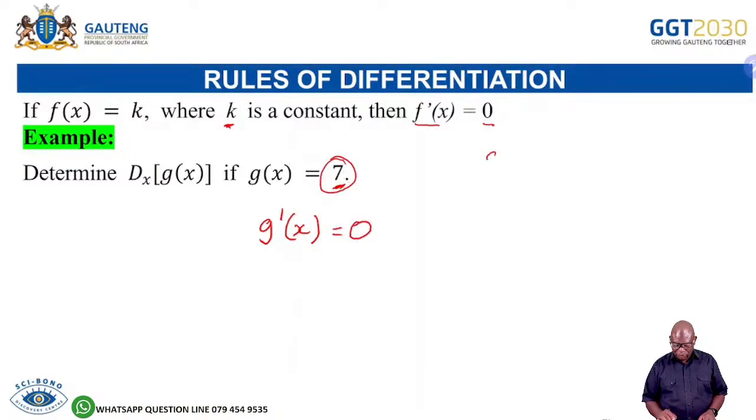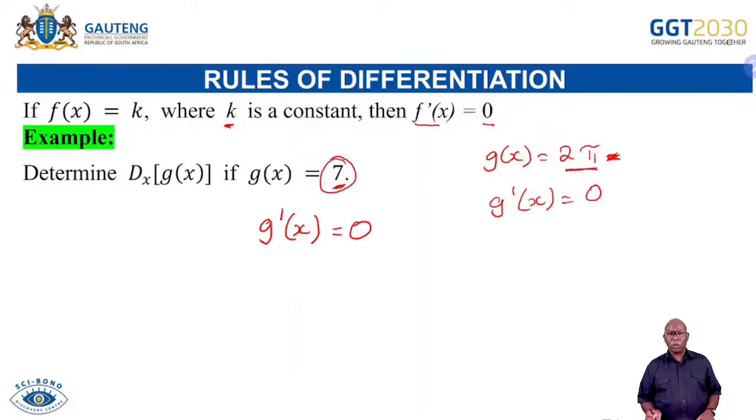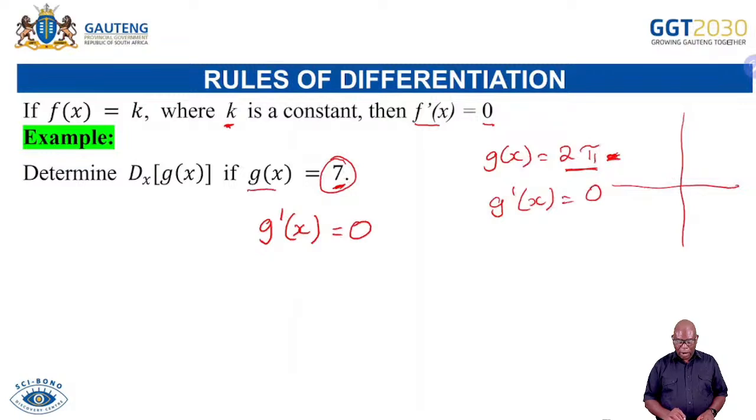So even if I'm given g of x equals 2 pi, my g prime of x will always be equal to 0. Because as long as there's no x here, my gradient will always be equal to 0. And as I did with the other one, the graph of y equals 7, the gradient of that line will always be equal to 0. Any other such line, the gradient will always be equal to 0. Right? So when it's a constant, you don't have to work it out, just put a 0.